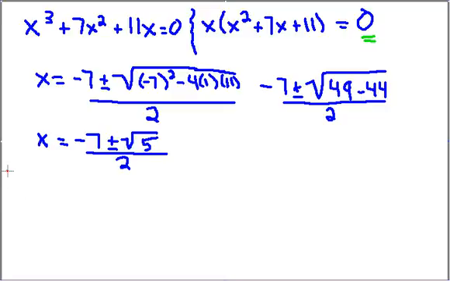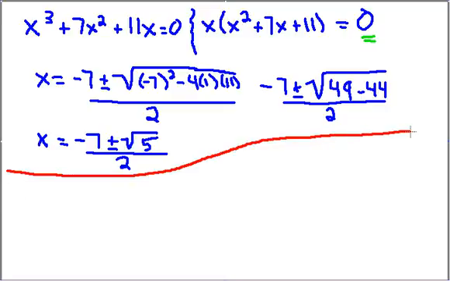Okay, let's take a look at one more here. This one will be a little bit simpler. We have x to the 5th minus 2x to the 4th minus 3x to the 3rd.